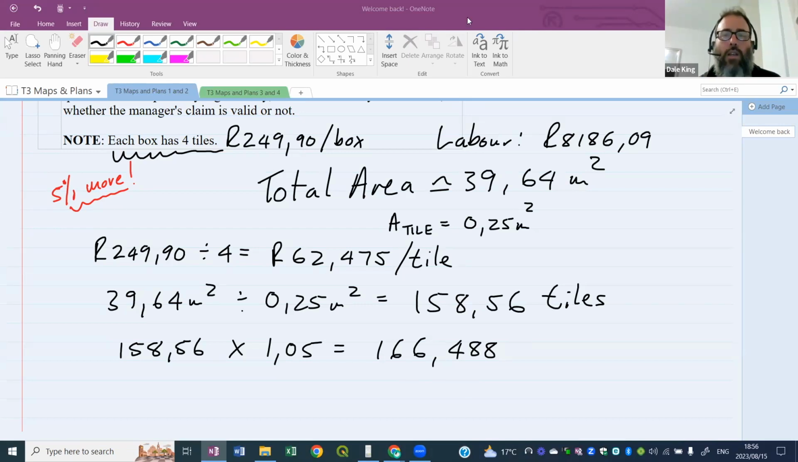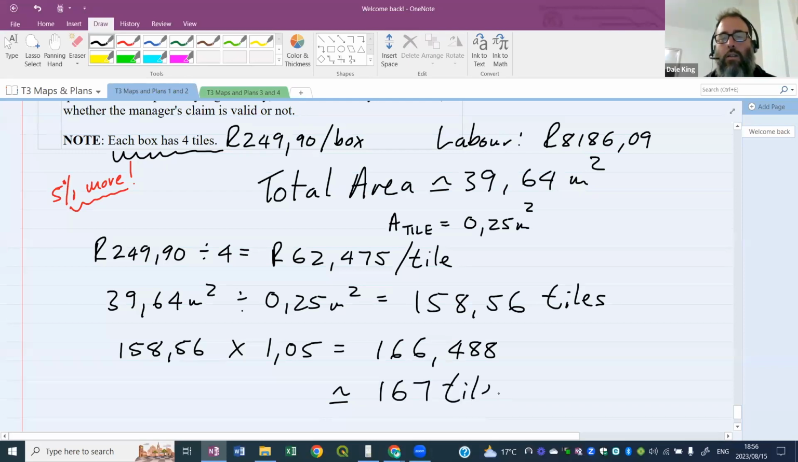If you go down, yes, I know the hands are up, guys are screaming. You don't go down because if you go down, you're not going to have enough tiles. So you've got to go up, always. When you're trying to finish a job with paint and tiles and things like that, you've got to round up. Okay. So we need 167 tiles. That's what we need.